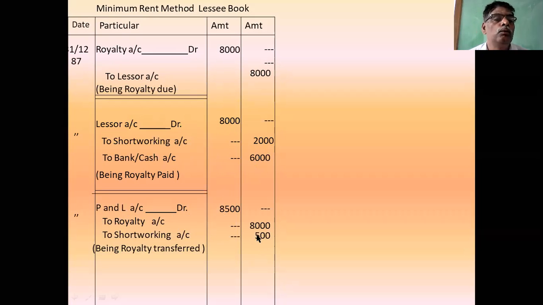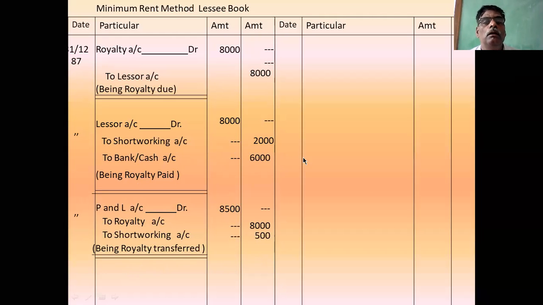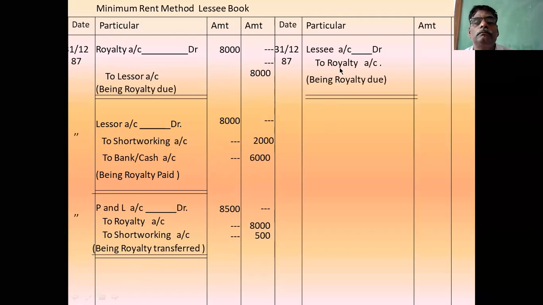This is the third year information. Okay. In the third year, royalty is 8,000. Short working recovery 2,000. E-recovery 500. It is joined. Short working is joined in the second entry and the third entry. Okay. 3 entries, original form. 4 entry will not come. Only 3 entries. In the lesser book, lessee account debtor to royalty.